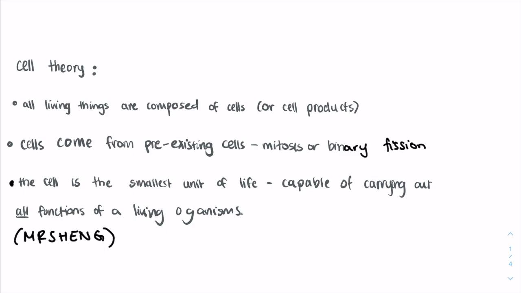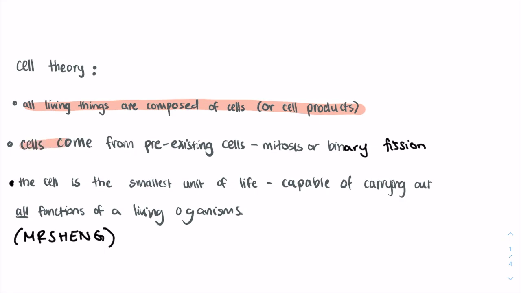Hi everyone. So today I'm going to be talking about cell theory and some atypical examples of cells. So there are three main points in cell theory. Firstly, all living organisms are composed of cells, whether that is unicellular organisms, which is one cell, or multicellular organisms.